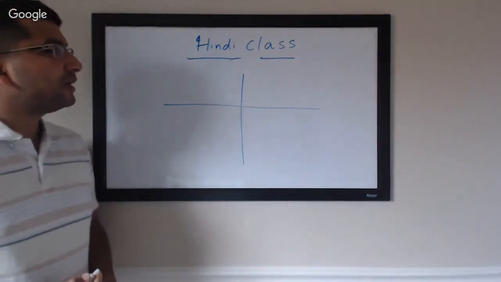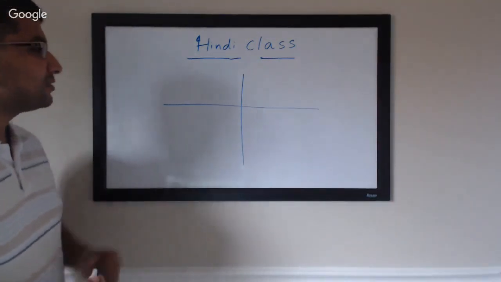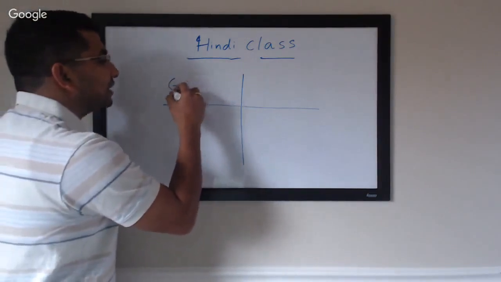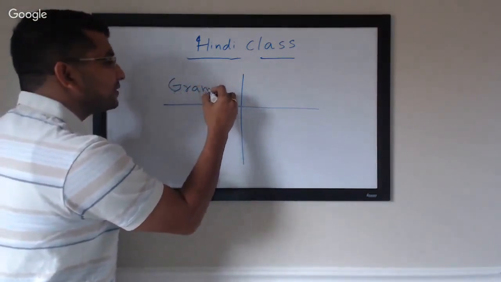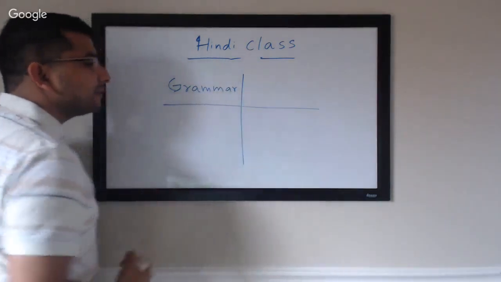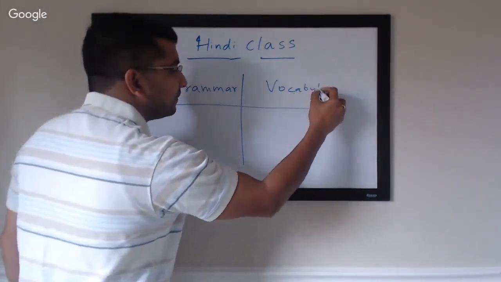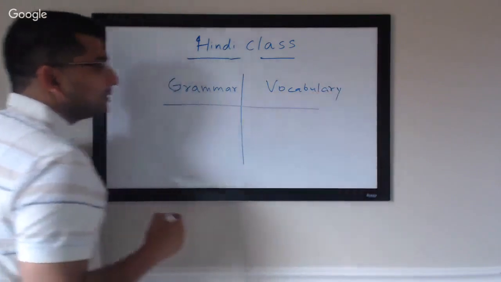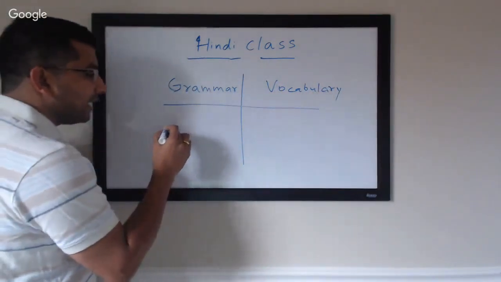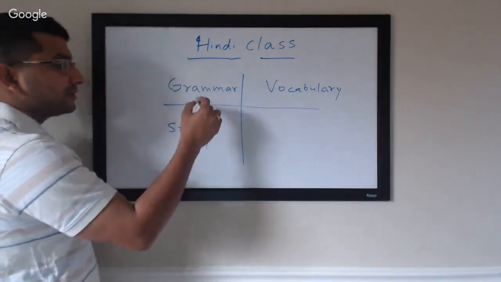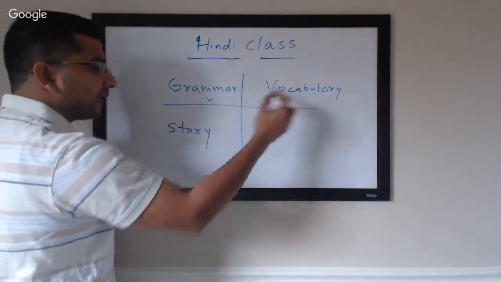For folks who are joining new, the class is structured into 4 different segments, and each segment lasts for 15 minutes. In the first segment, we cover the grammar part. In the second, we cover vocabulary. In the third, it's basically a small essay or a story using the concepts, grammar as well as the vocabulary.